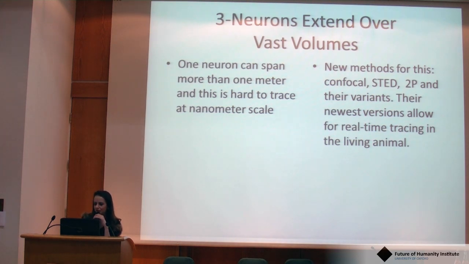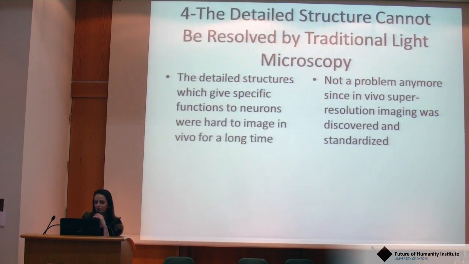Right, problem number 3. So they extended over vast volumes. The new methods for this, confocal microscopy, is now very new. Super resolution microscopy and two-photon microscopy with their variants are actually very useful for tracing entire neurons. Their newest versions actually allow for real-time tracing within the living animal. So while one image is on a neuron, they can actually see live where exactly they are in that particular neuron.